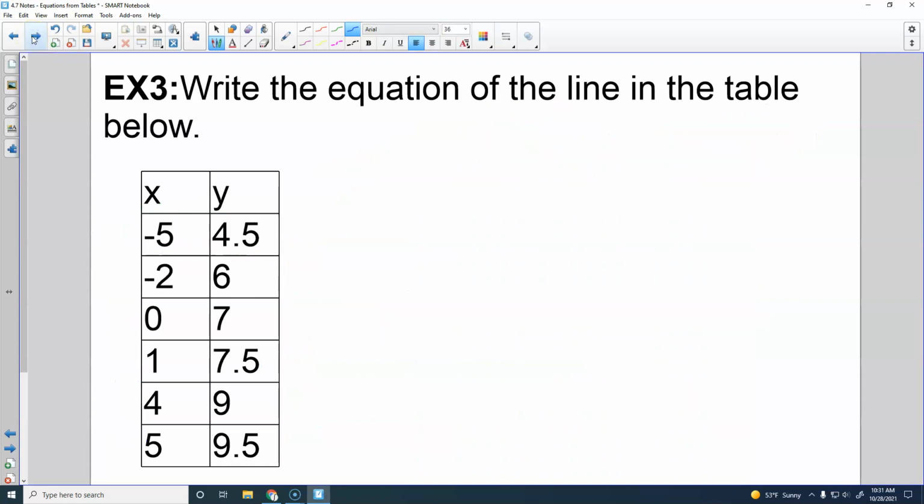Okay, this time we have no graph, and I don't want us to have a graph. So we need to know slope and y-intercept. So let's start with y-intercept because I think it's easier. Sometimes it's easier. Sometimes it can be hard. So Zane, what is our y-intercept for this table?